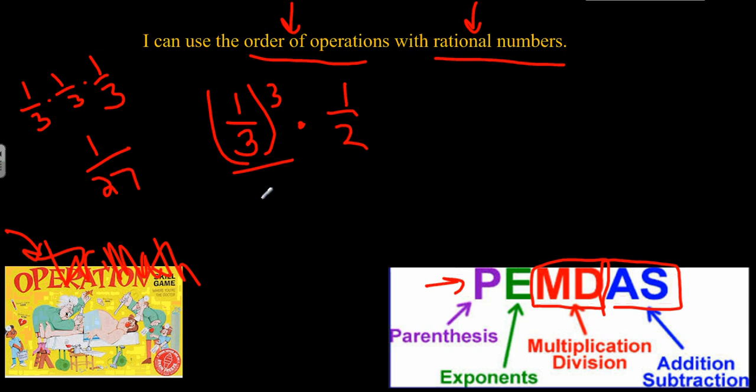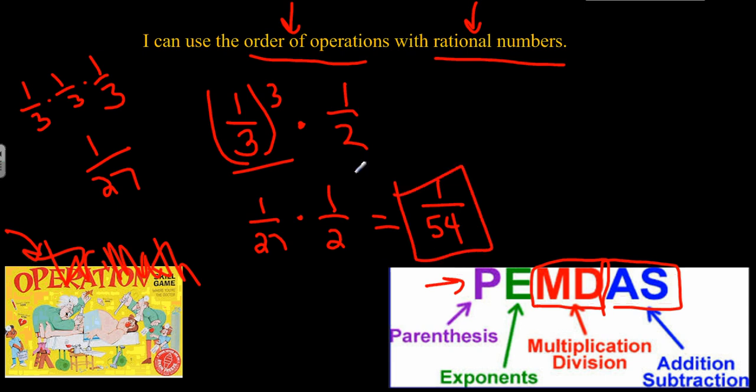So I end up with 1/27 times 1/2. I don't really have to do much else with my order of operations here because I only have one operation left. I just multiply straight across. 1 times 1 is 1, and 27 times 2 is 54. So usually what they would ask you is to simplify the expression. Those would be the directions. So my simplified expression would just be 1/54.